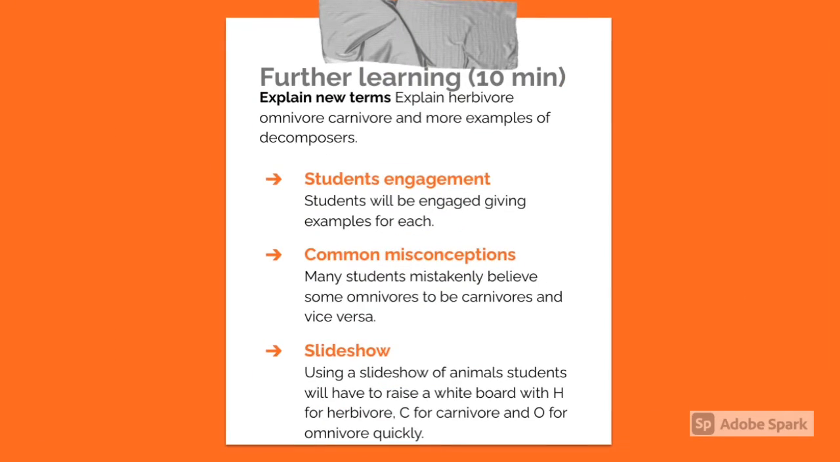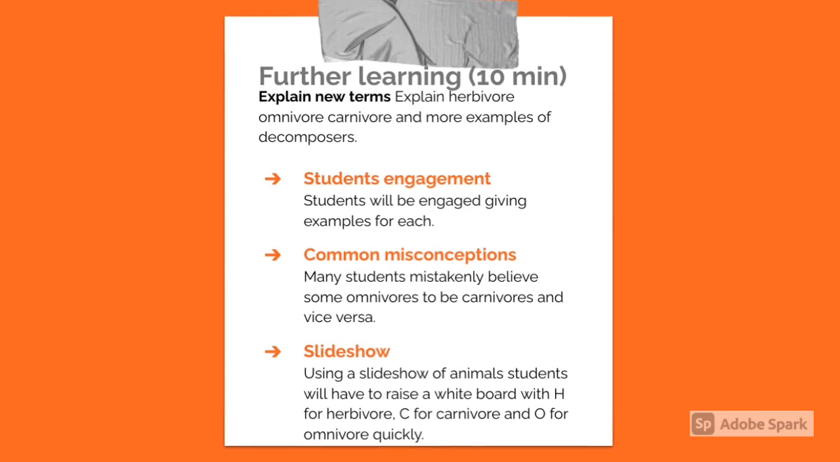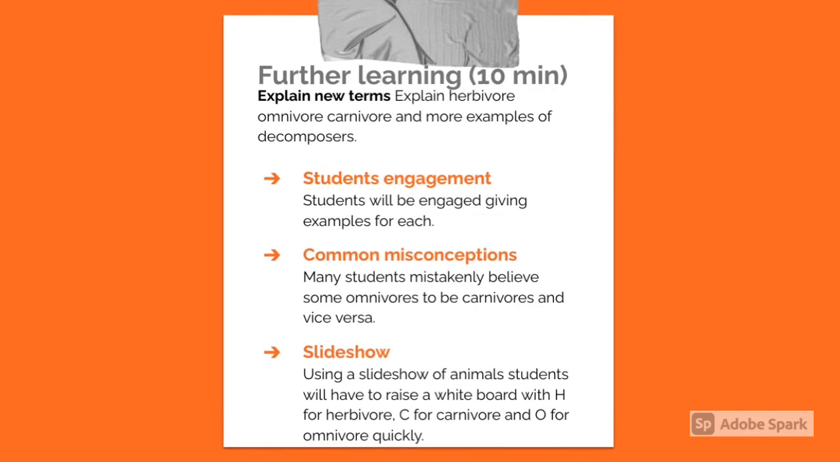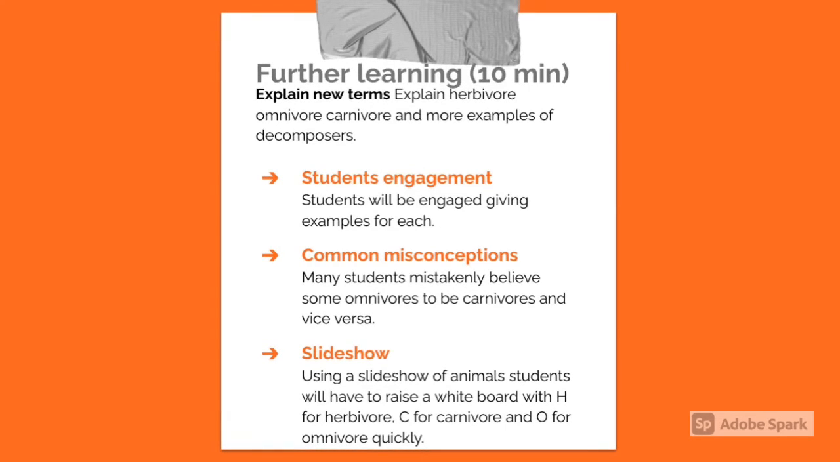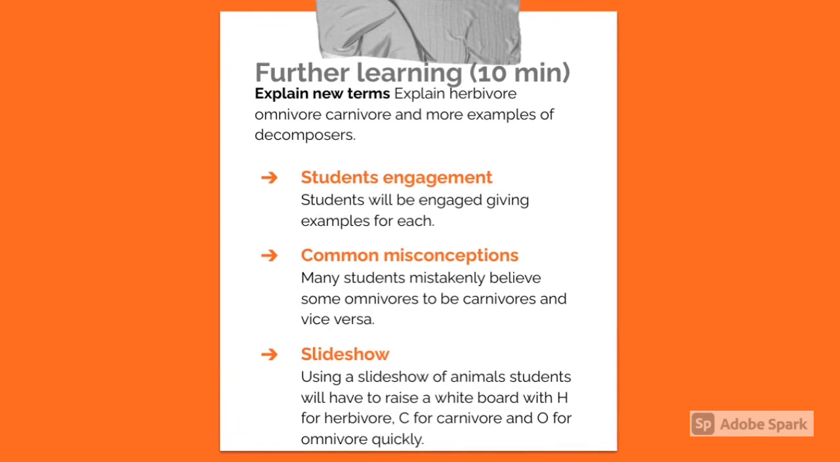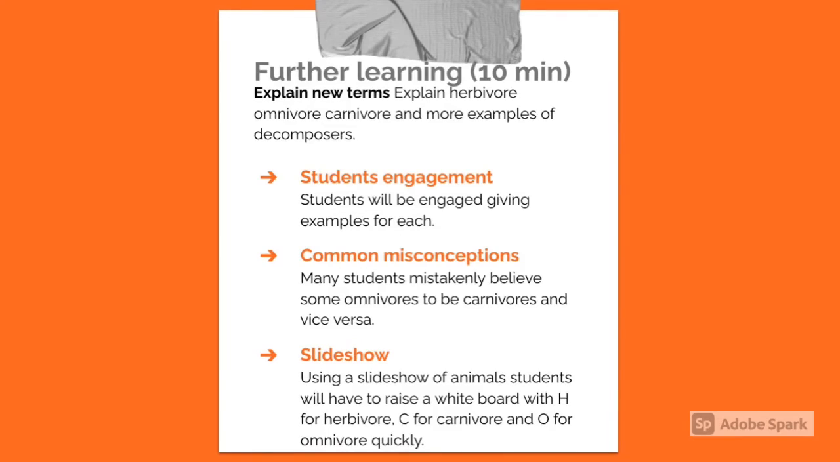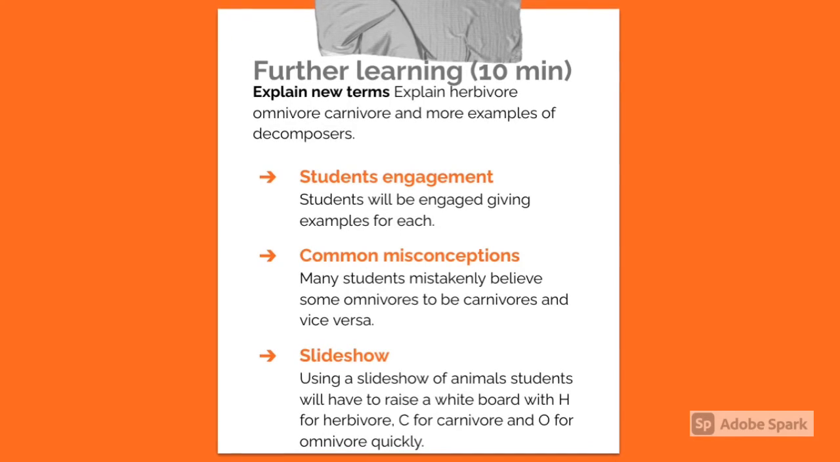Once I make sure that their food chains are correct, we move on to the herbivore, carnivore, omnivore part. I just explain what it is and immediately give them a slideshow of animals. On a whiteboard, they use a whiteboard marker and they write down O, H, or C depending on what they think the animal is. We correct the misconceptions and move on.